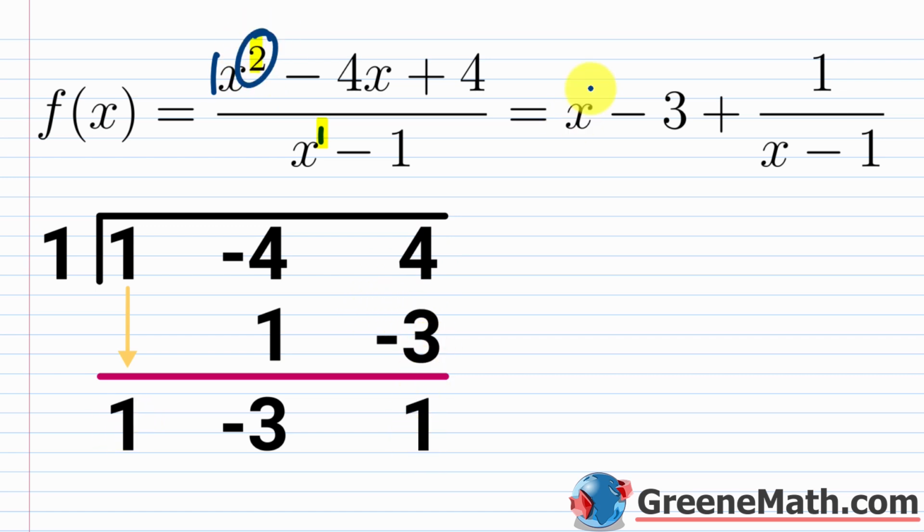Because again, if this is squared, this becomes to the first power. You drop it by 1 degree. Then you have minus 3 and then plus. This is your remainder, and that goes over the divisor or the denominator. So this becomes x minus 3 plus 1 over x minus 1. So remember from earlier, this is the part you're going to focus on. Because as x goes to positive infinity or negative infinity, this part right here is going to go to 0. So what's happening is you're getting closer and closer to that line, which is y equals x minus 3.